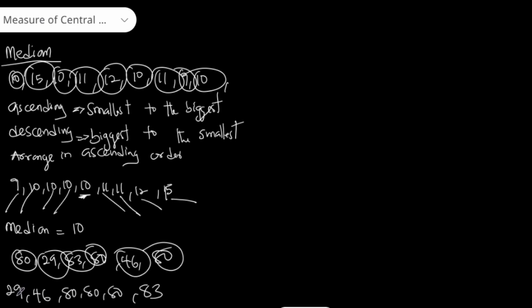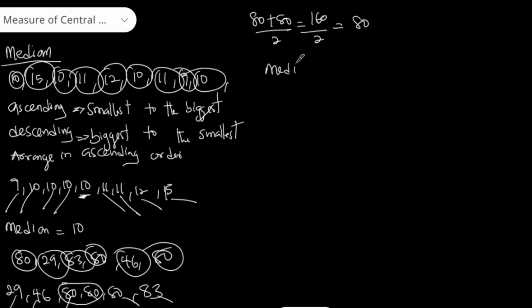If you begin to pick from the beginning and the end, pick the first, pick the last, pick the next, pick the next, you realize that the two numbers in the middle are 80 and 80. So what you do is add up the two numbers in the middle and then divide by 2. This gives us 160 over 2, which is equal to 80. So our median will equal 80.